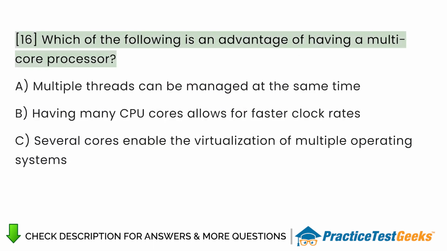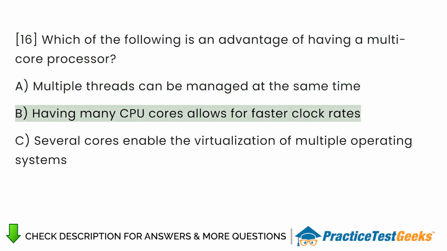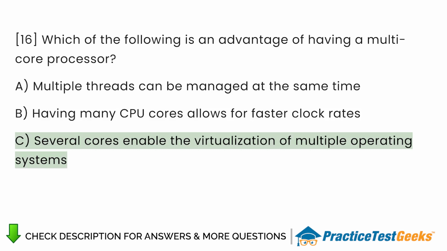Which of the following is an advantage of having a multi-core processor? A. Multiple threads can be managed at the same time. B. Having many CPU cores allows for faster clock rates. C. Several cores enable the virtualization of multiple operating systems.